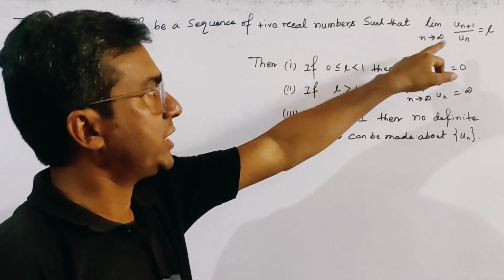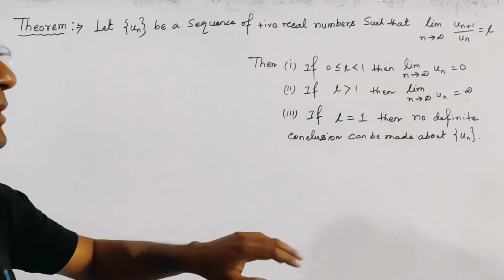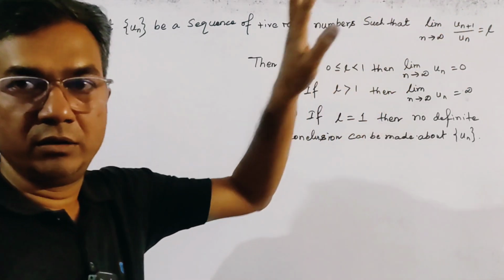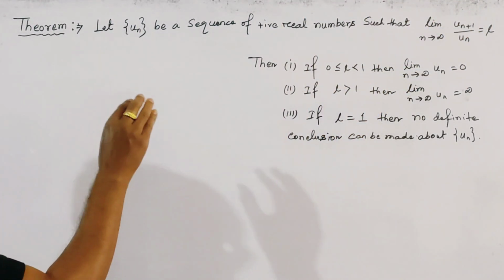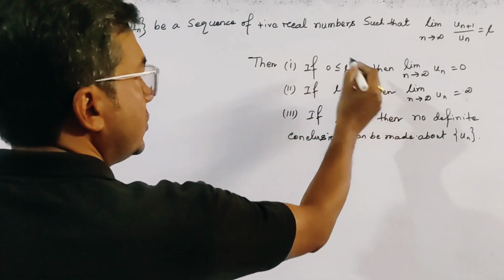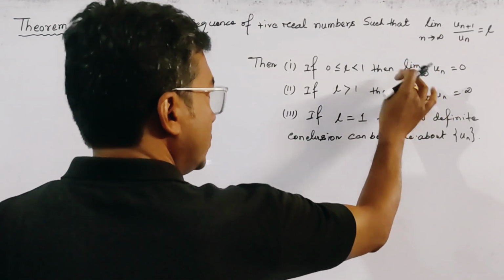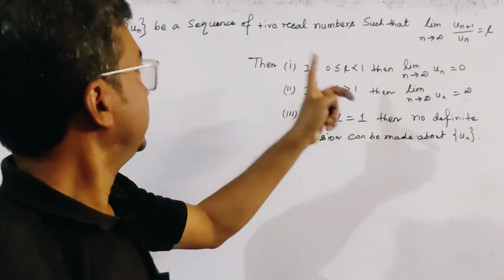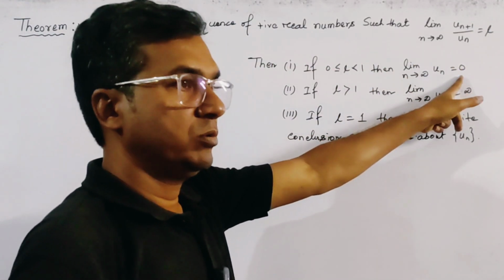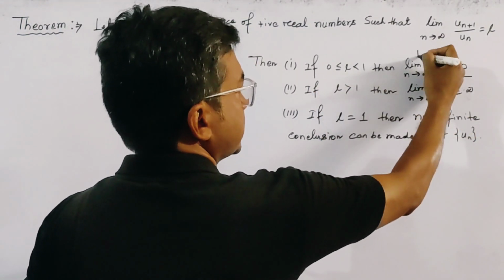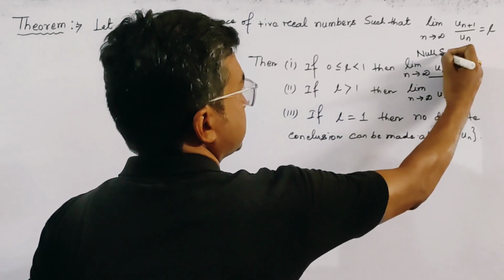limit n tends to infinity of un plus 1 by un is equal to L, that is, the ratio of the n plus 1th term and the nth term is equal to L. This theorem says that if 0 less than or equal to L less than 1, then the limit of the sequence as n tends to infinity is 0. Okay, that is, this sequence converges to 0, and we say that in this case this is the null sequence, right?